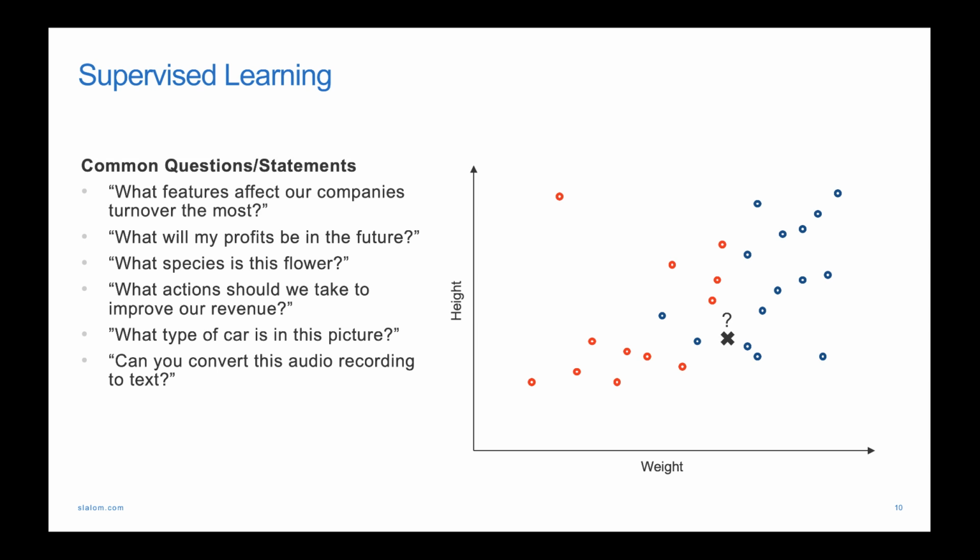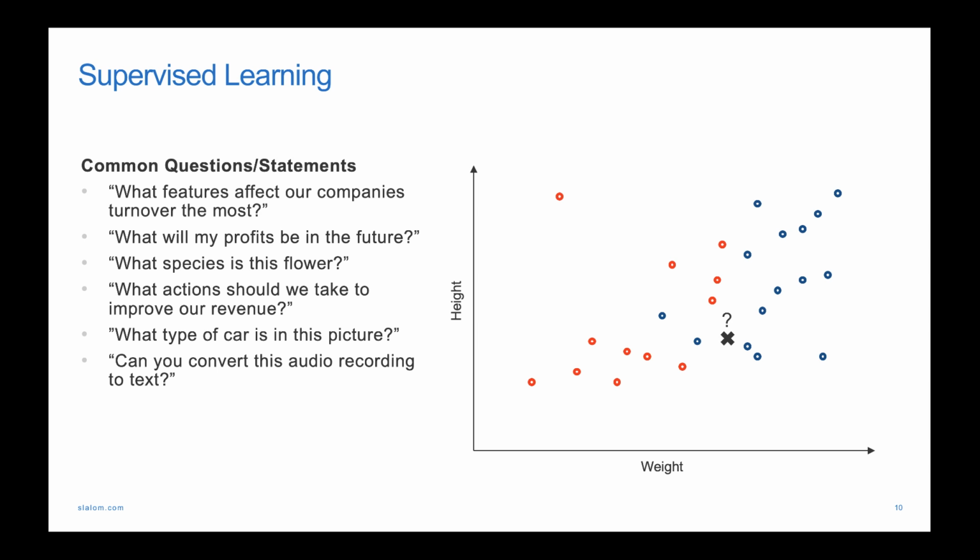Like, what features affect our company's turnover the most? What will my profits be in the future? What species is this flower? What action should we take to improve our revenue? What type of car is in this picture? Can you convert this audio recording into text? So the key differentiation here is that there's always some sort of target variable, target feature, that these questions are interested in. In this case, it's trying to understand things related to company turnover or profit or a species. It's making a prediction, or understanding what goes into a prediction in some cases. These are all what we would consider supervised learning questions.